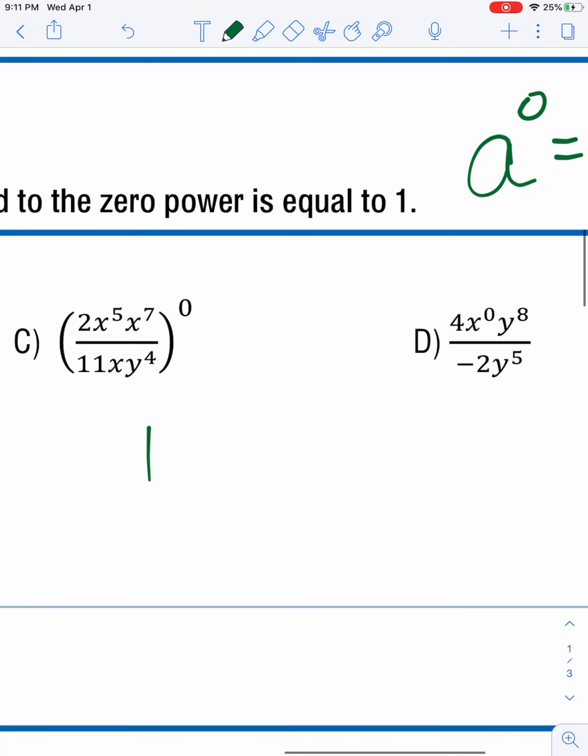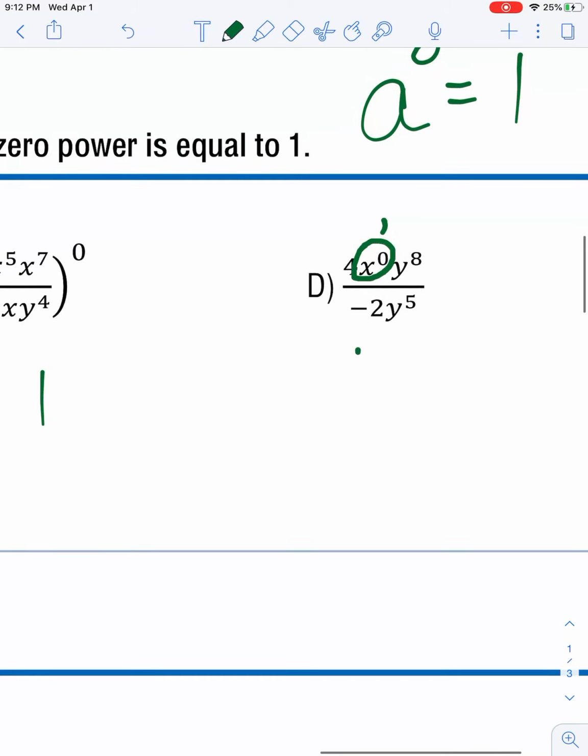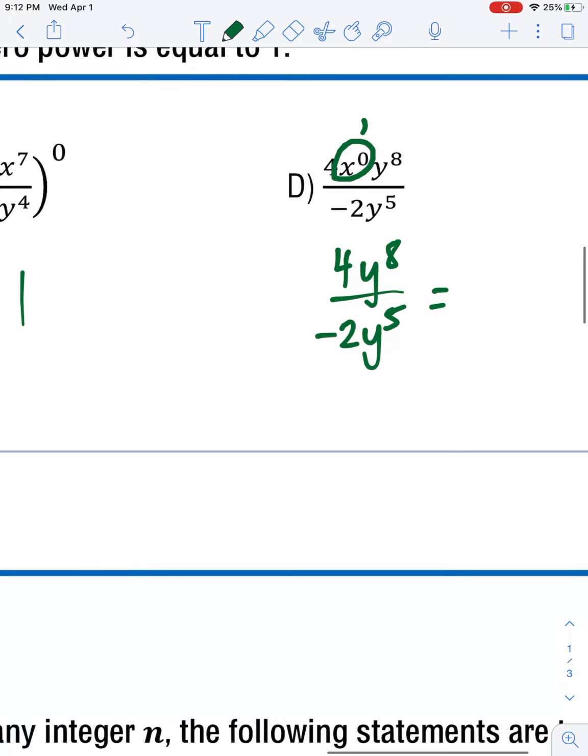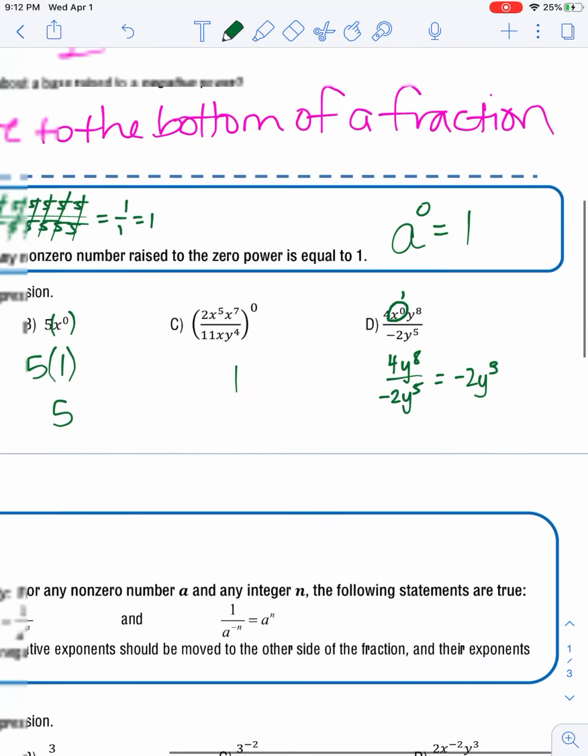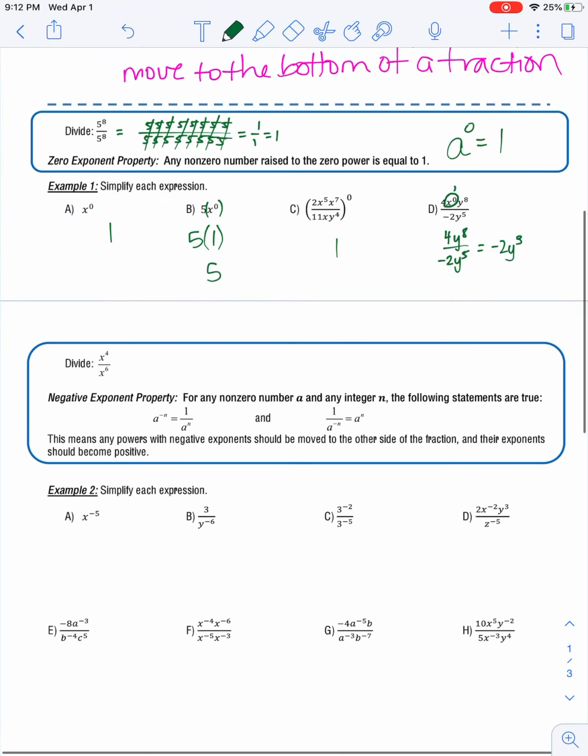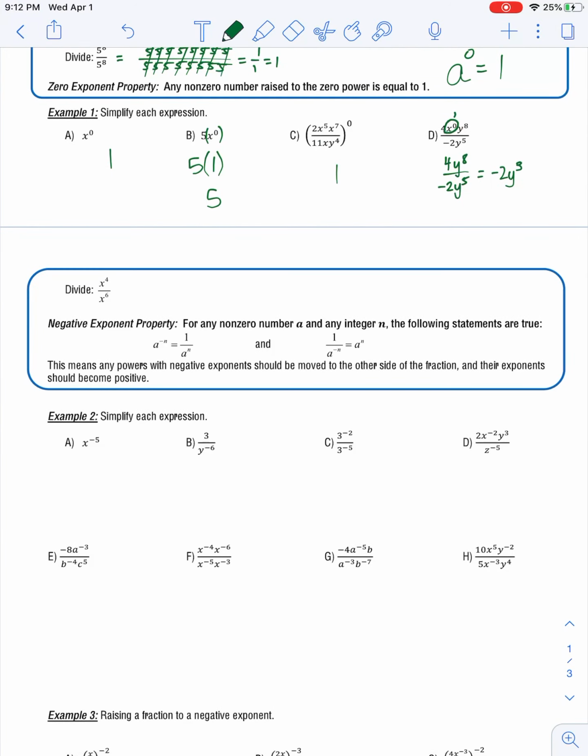In this one, the only thing to the 0 power is the x to the 0, so that becomes a 1. And then I still have 4y to the 8th over negative 2y to the 5th. I can just use my division properties to simplify this to negative 2y cubed. I'm dividing the 4 and negative 2, and subtracting the exponents 8 and 5. All right, moving on to the next property.